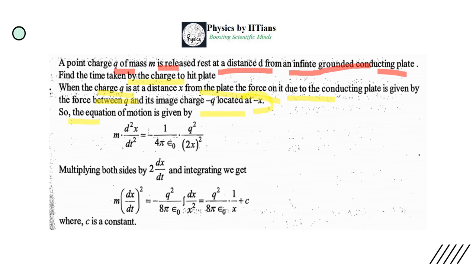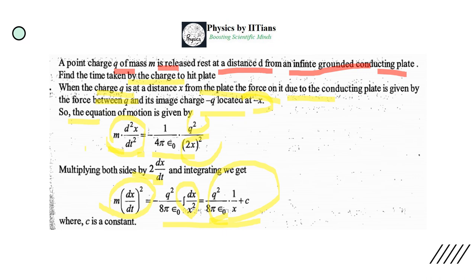So the equation of motion is m into acceleration, that is m d2x dt2, equals 1 by 4 pi epsilon naught q into minus q divided by (2x) square. Multiplying both sides by 2 dx dt, we get m (dx dt) whole square equals minus q square by 8 pi epsilon naught integration dx by x square, which gives q square by 8 pi epsilon naught into 1 by x plus c, where c is a constant.